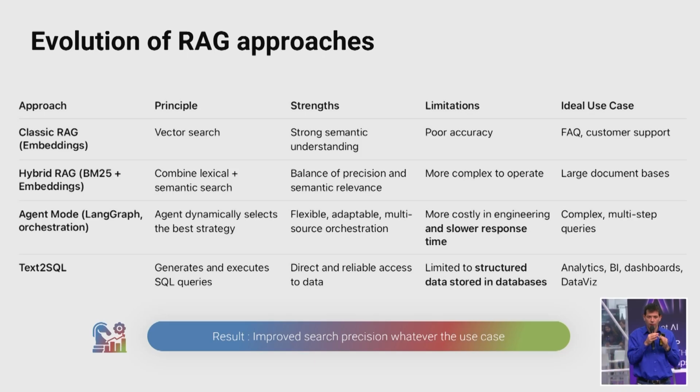And if you have very complex questions from the user on several entities, what will work is the agent mode. It's costlier and has a slower response time, but with these multi-step queries it can answer most of the questions. And when you have a data warehouse with petabytes of data, the solution is clearly text-to-SQL. It's limited to structured data, but it works very well with data warehouses.